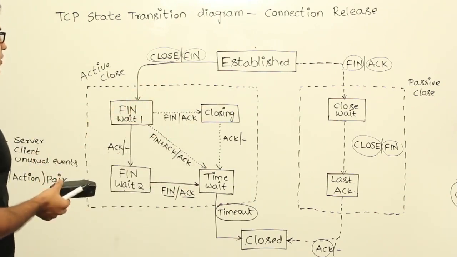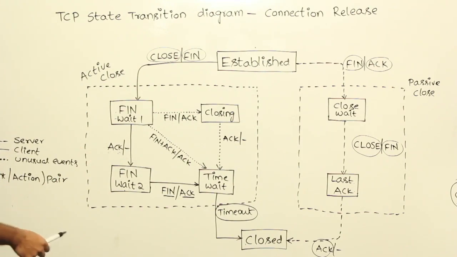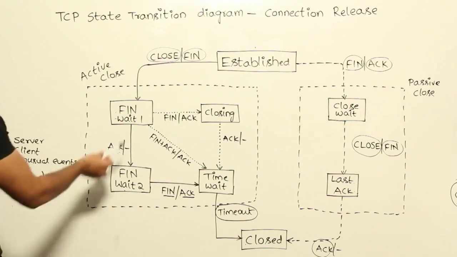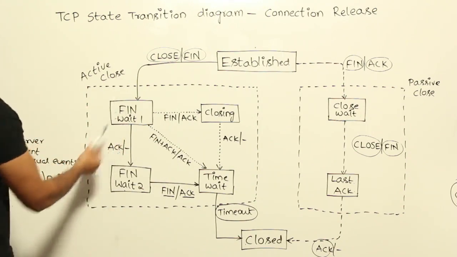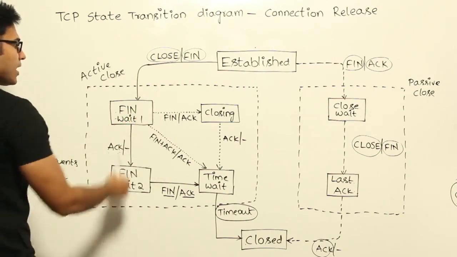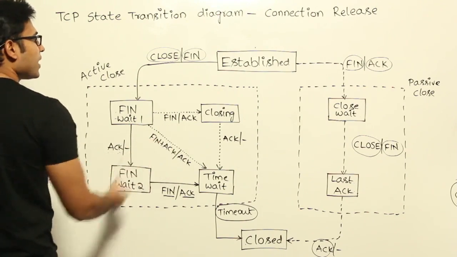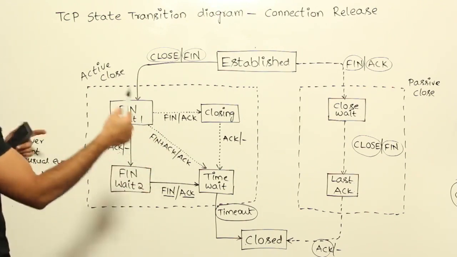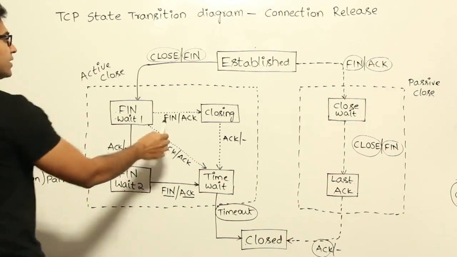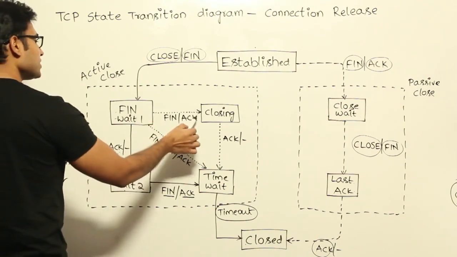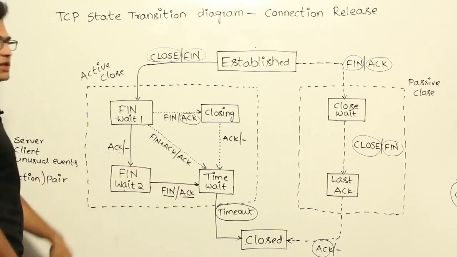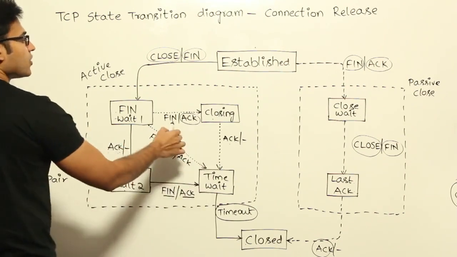Fine. And one more thing you can understand here is these dotted lines. If you see these dotted lines, these are unusual activities. Let's see what happens here. The client has sent the FIN packet. As a response, it got a FIN packet. Now what is the meaning of it? Both the client and server are actually trying to close the connection simultaneously, right? In that case, the client will just send the acknowledgement, and it will go to a state called closing, and it will wait for the acknowledgement for the FIN it has sent.